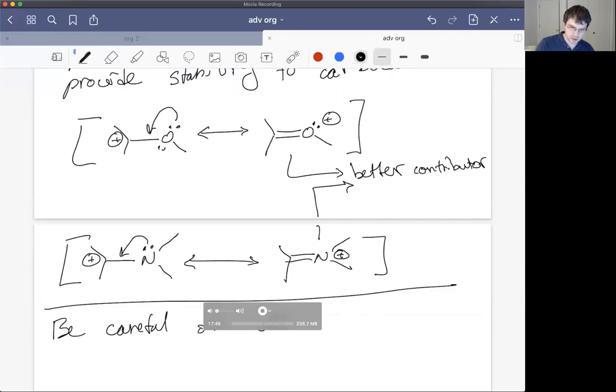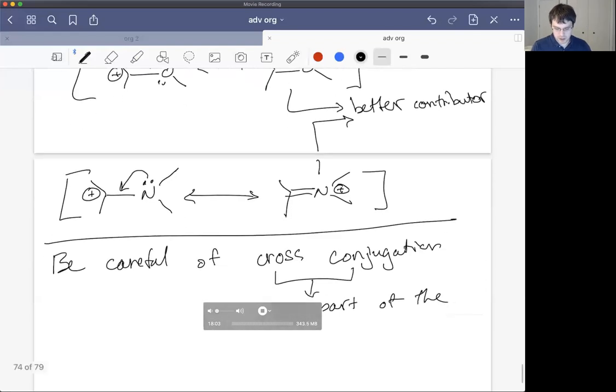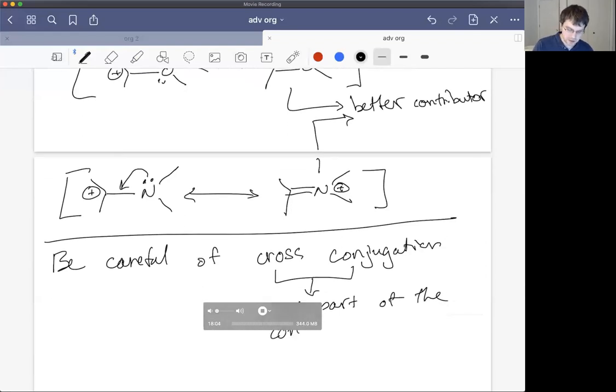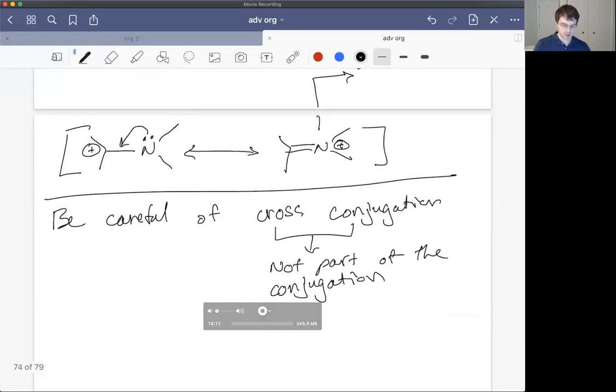So what I want to do is consider a positive charge at some various points in interesting molecules. Cross conjugation means not part of a conjugated system. It assumes that our molecule has some sort of opportunities for conjugation or delocalization, but the positive charge isn't part of that conjugation.